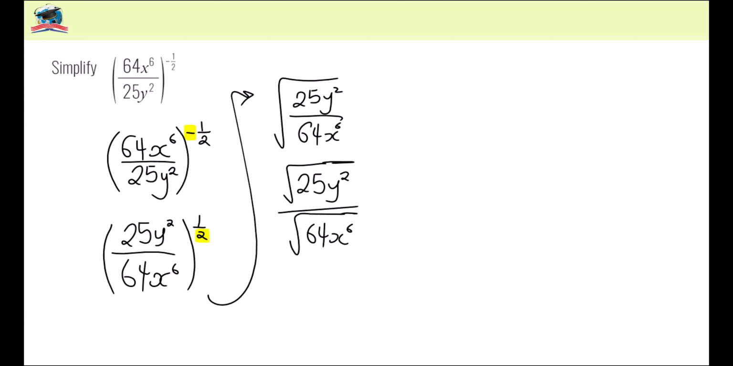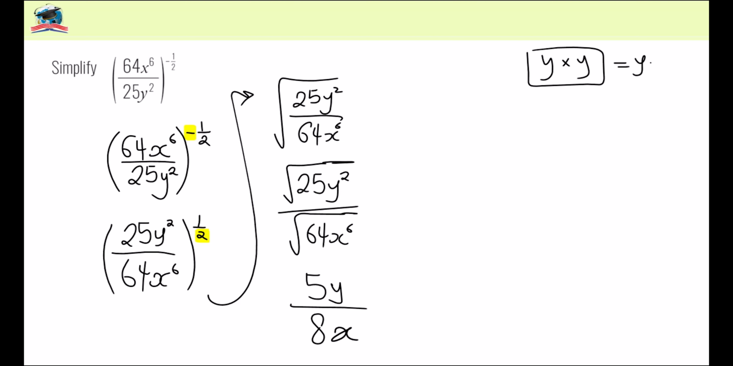So what's the square root of 25? That's going to be a 5. Beautiful. So what's the square root of y squared? That's going to be a y, because y times y gives y squared. And then for the square root of 64, that's going to be an 8.